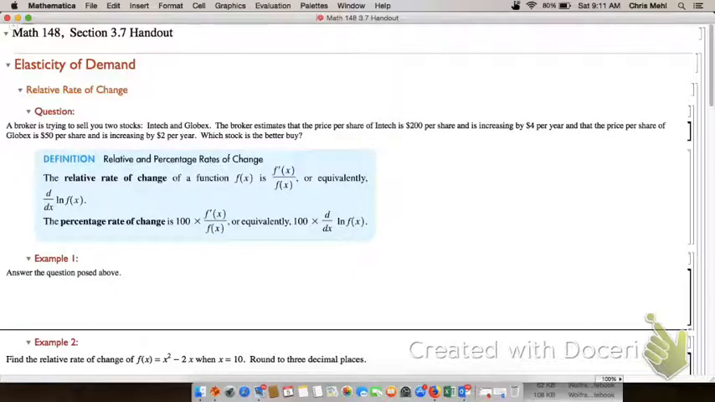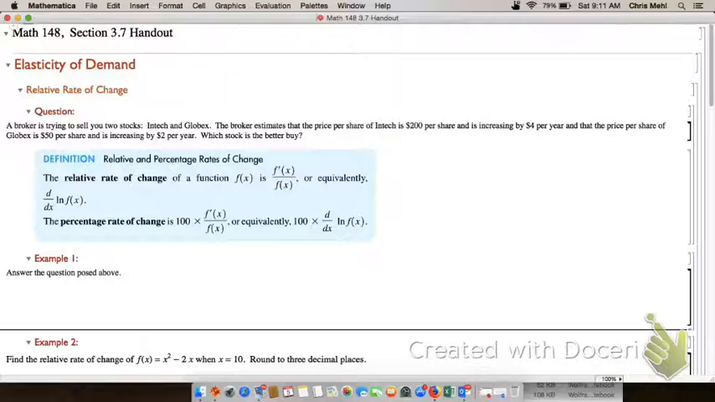Okay, so on Friday, May 4th, in business calculus, we talked a little bit. We got this section started. We talked about elasticity of demand. This will be the last section that we cover before the exam, and we began class with a quiz, so we really only got through the beginning of example 3.